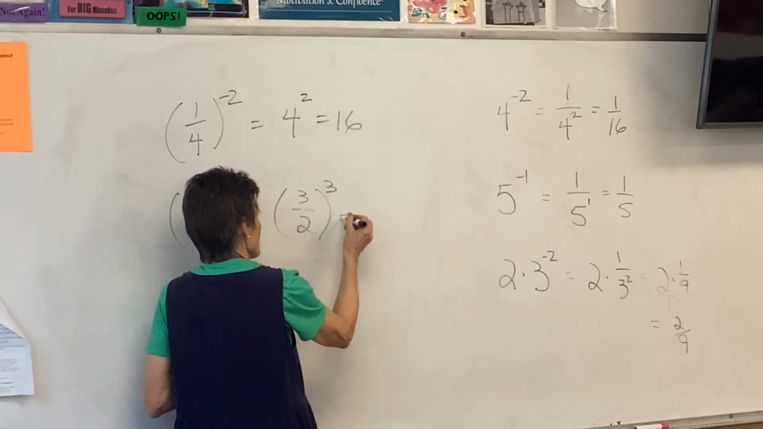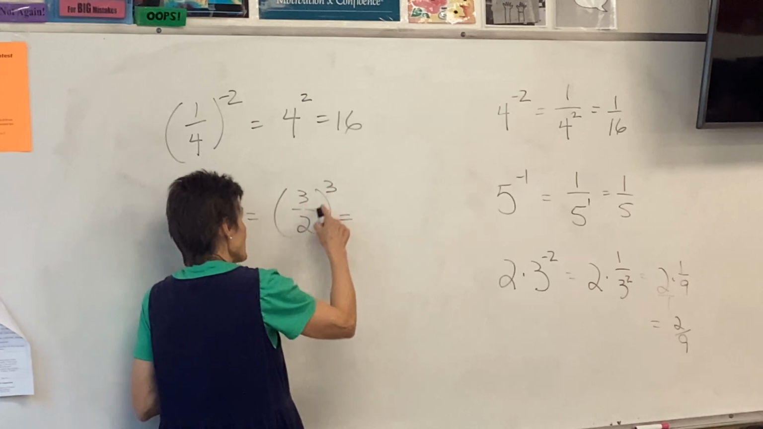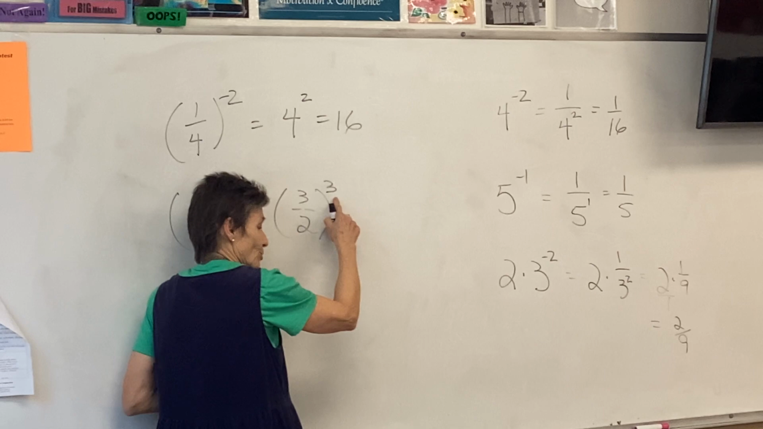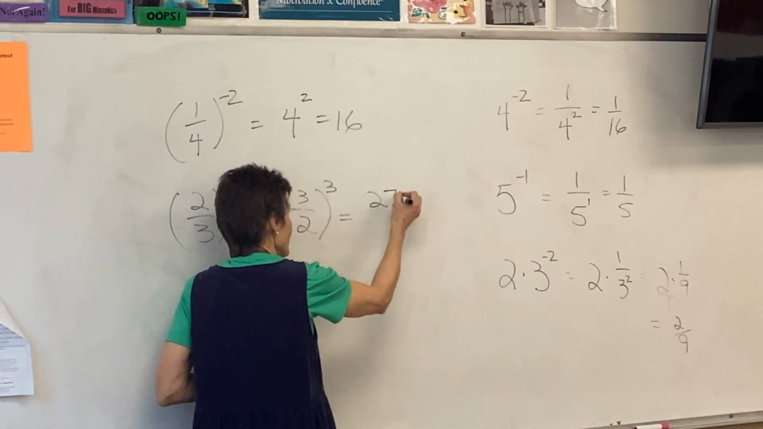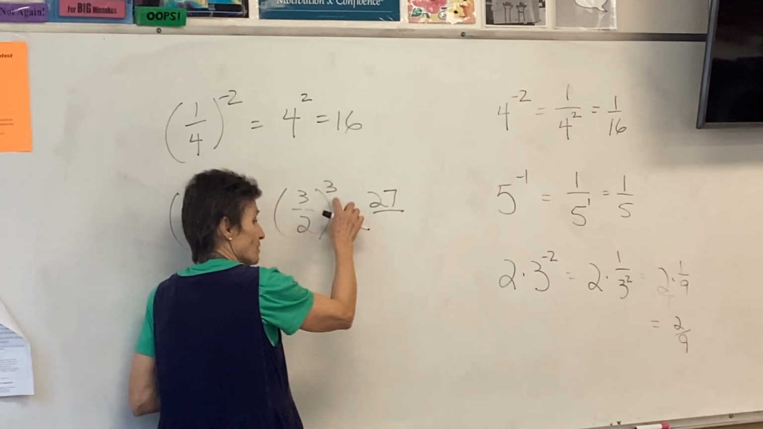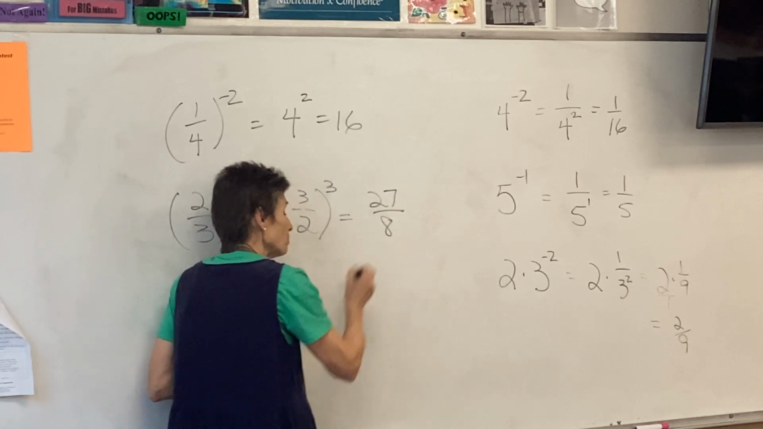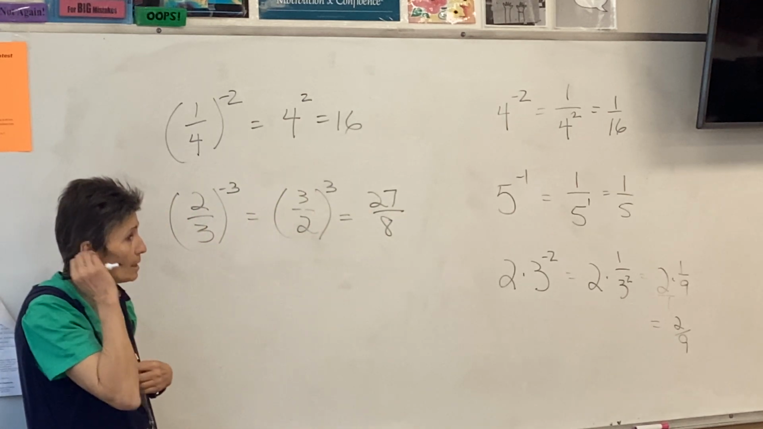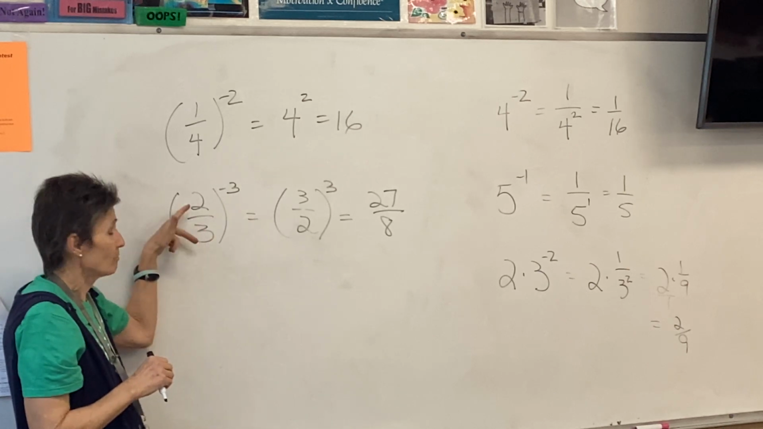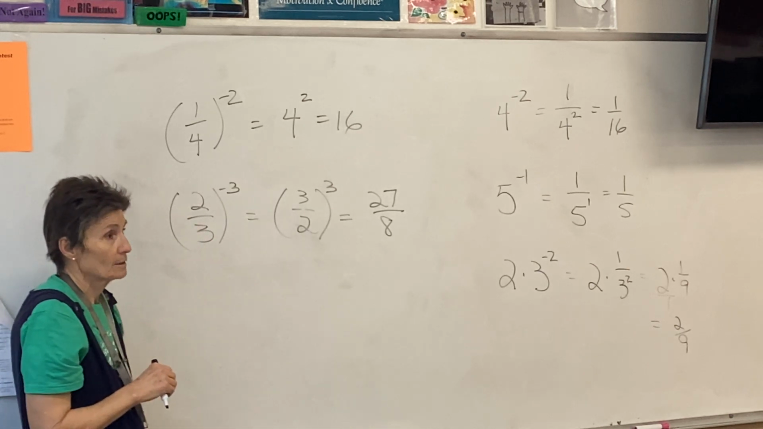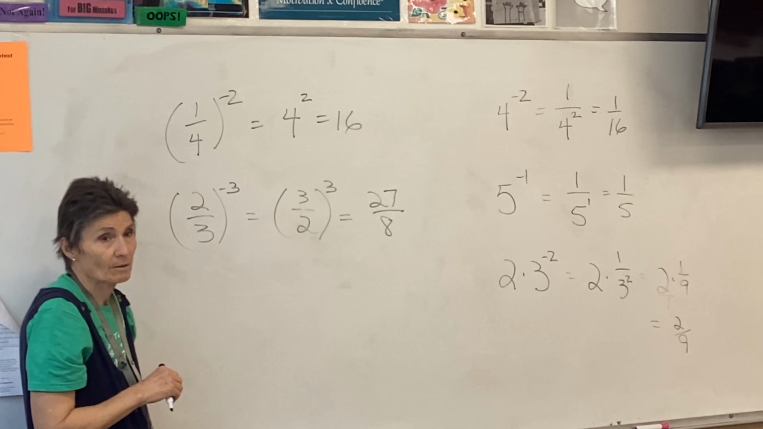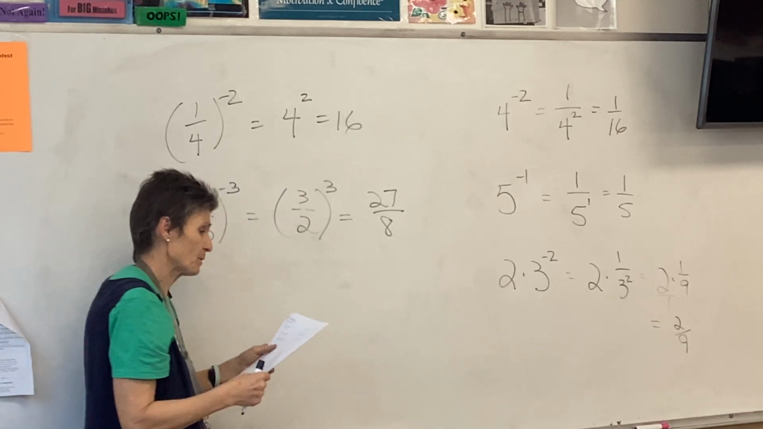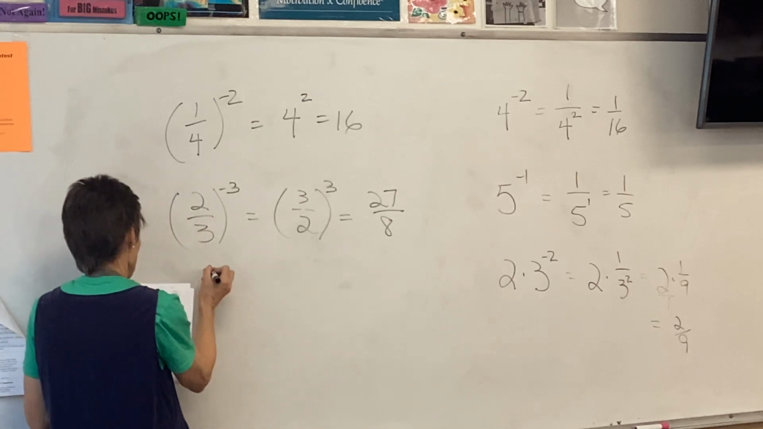Now, cubing a fraction means you have to cube the top and cube the bottom. So what's 3 to the third? 27. And what's 2 to the third? You gotta do both parts, both parts. The negative exponent flips your fraction. We did this at the beginning of the year. With negatives, I don't think we had fractions like it.